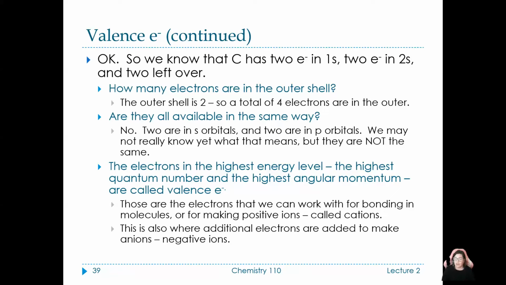The electrons in the highest energy level, the highest quantum number, and the highest angular momentum are called valence electrons. Those are the electrons that we can work with for bonding in molecules and for making positive ions, called cations. This is also where additional electrons are added to make anions. So if we want to make a negative ion, we're going to add electrons to that same shell. Okay, so that same quantum number.